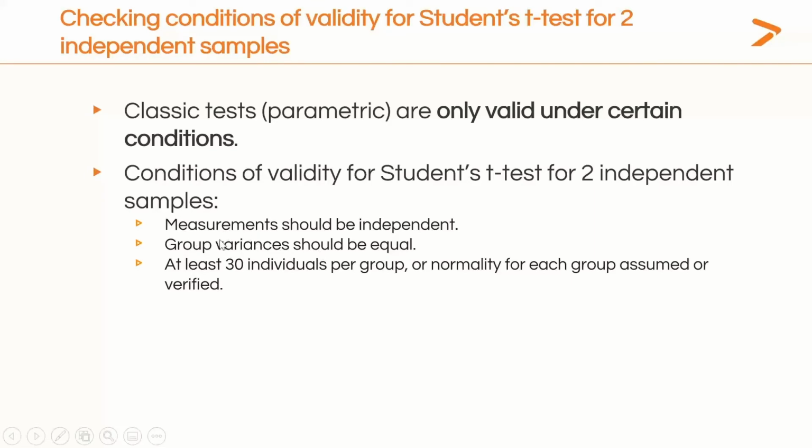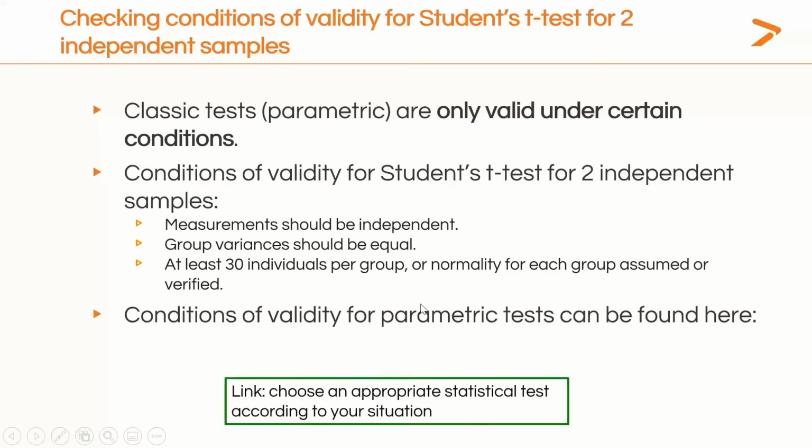You can test for the equality of variances by using a statistical test. So there are statistical tests for this in XLSTAT. And you need to have at least 30 patients, 30 individuals per group, or if this is not the case, the normality for each group assumed or verified. So for more information about normality, you can check the descriptive statistics webinar that we've seen a few months ago. Now, the conditions of validity for parametric tests can all be found here on this link.